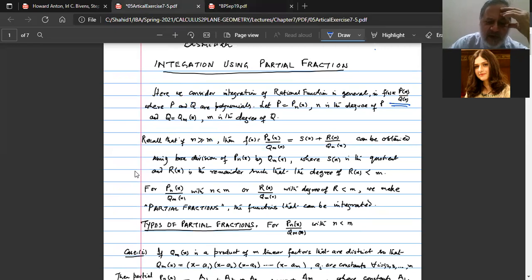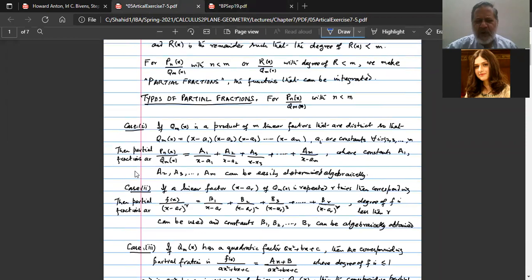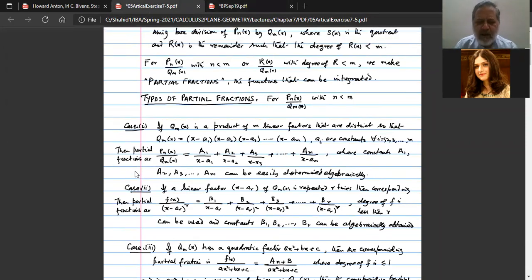Now there are different cases for partial fractions. I'll discuss only two cases, and out of those two cases, we'll consider some simple problems. And sometimes in partial fractions, very simple looking problems become very complicated.